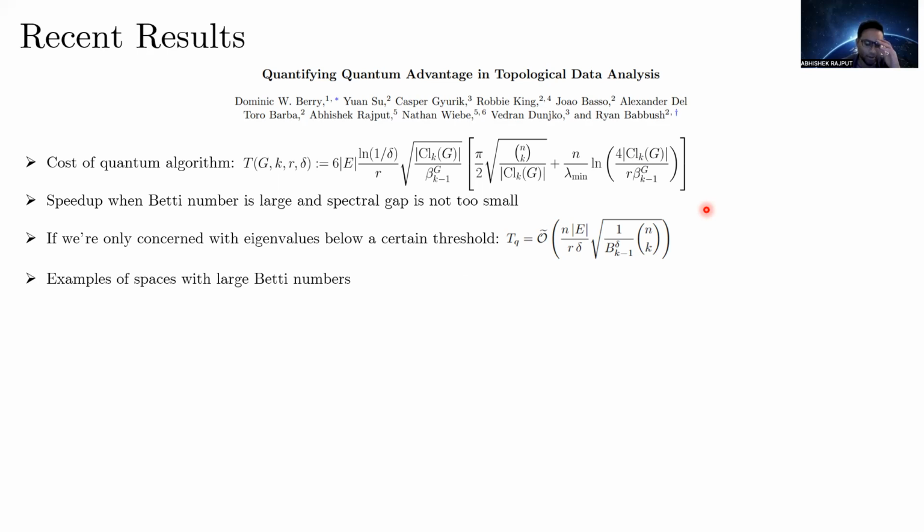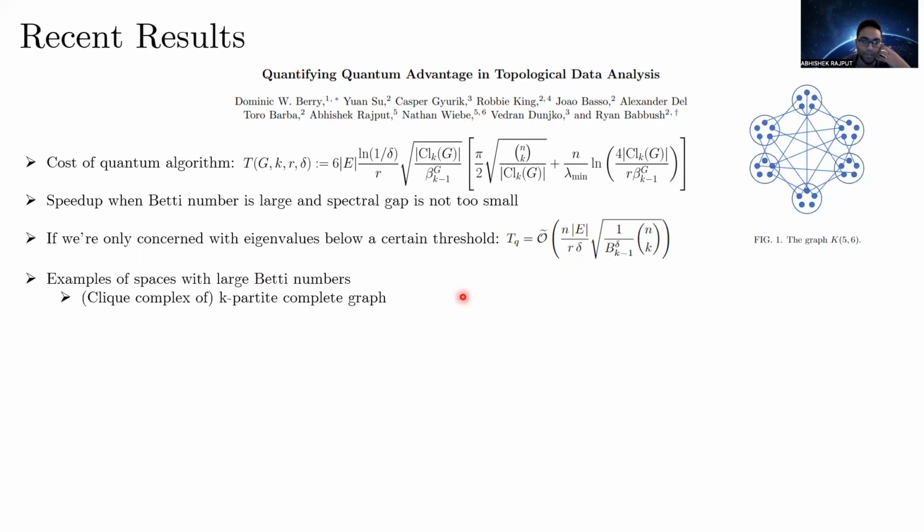So the question is, okay, are there examples of spaces with large Betti numbers? What can you say about the spectral gap and about these Betti numbers? And this is also relevant to our algorithm because our randomized algorithm also benefits from dense regimes and also spaces with large Betti numbers.